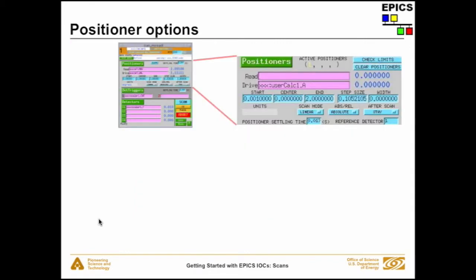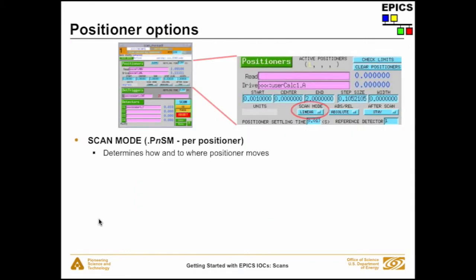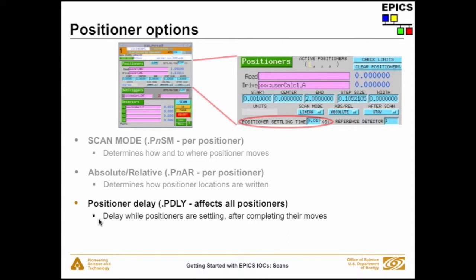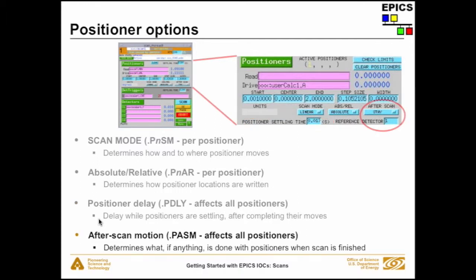All right, so positioner options. There's a scan mode for a positioner. I'm going to go into that in some detail. There are three choices: linear, fly, and table. You can select absolute or relative, and in relative, it's relative to the position the positioner was in before this instance of the scan started, if it's a multidimensional scan. And there's a delay if you want to. That affects all positioners. You can delay after the position is finished. And there is an after-scan motion that I'll go into later that affects all of the positioners, and it determines what happens after the scan is finished to the positioners.